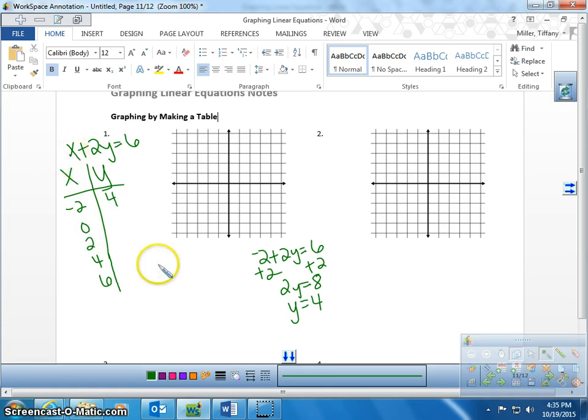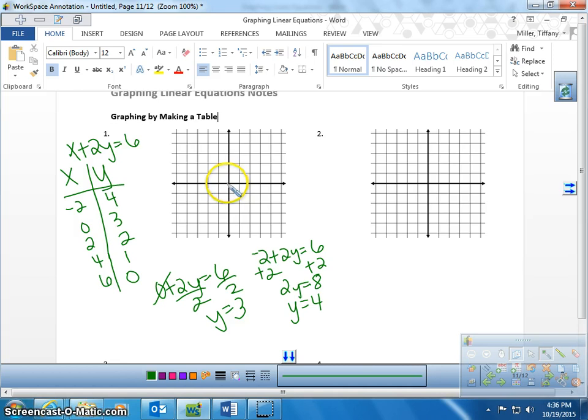So I'm going to plug in 0. 0 plus 2y is equal to 6. 0 cancels. Divide by 2. y is equal to 3. You're going to continue to do this for 2, 4, and 6. You get 2, 1, and 0. So now I have my ordered pairs: -2, 4; 0, 3; 2, 2; 4, 1; and 6, 0.